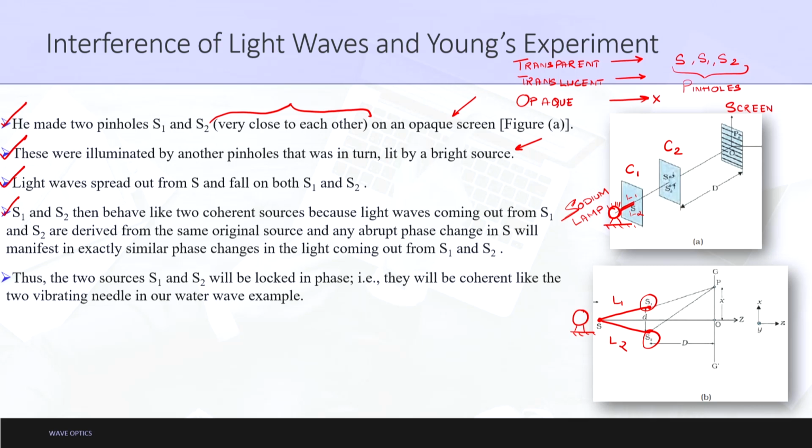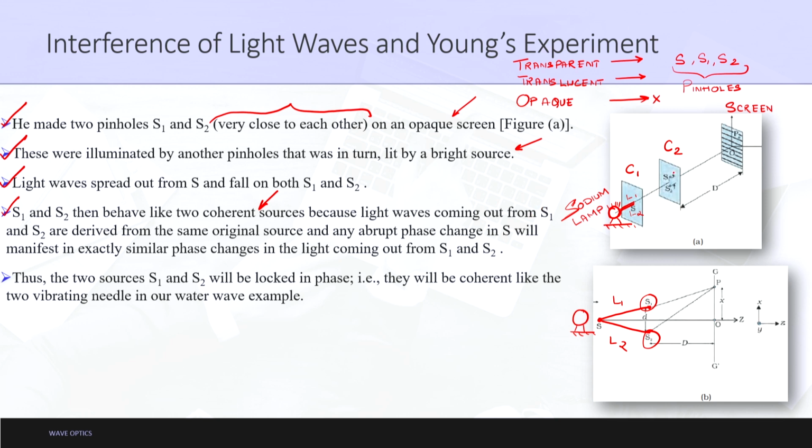So S1 and S2 then behave like two coherent sources. In the previous example, S1 and S2 were behaving like incoherent sources, and therefore there was no interference fringe. But because here S1 and S2 are behaving like two coherent sources, the further explanation will follow, and finally we will find that interference fringes are formed, which are bright and dark lines.